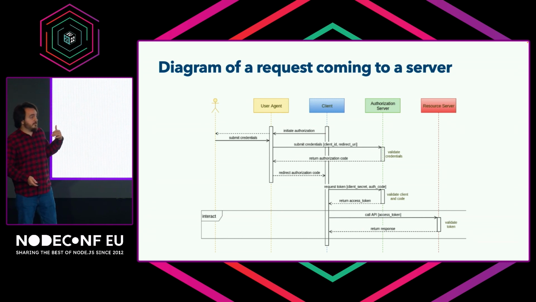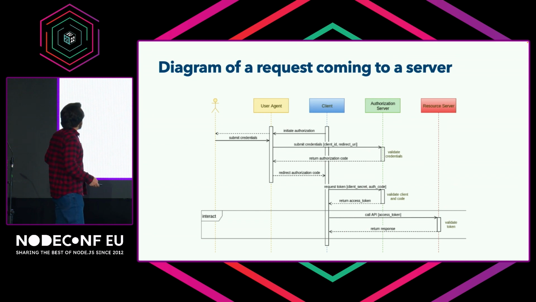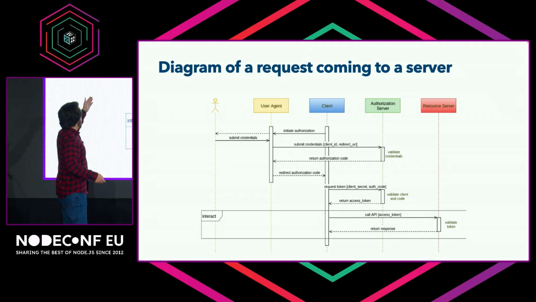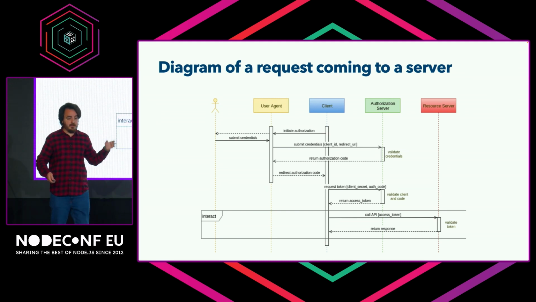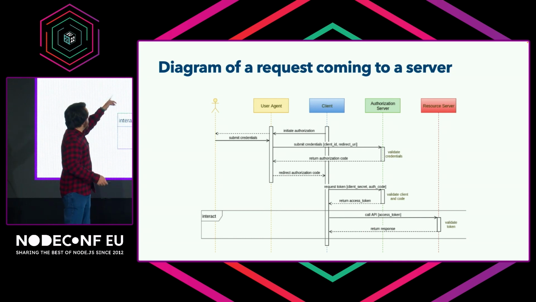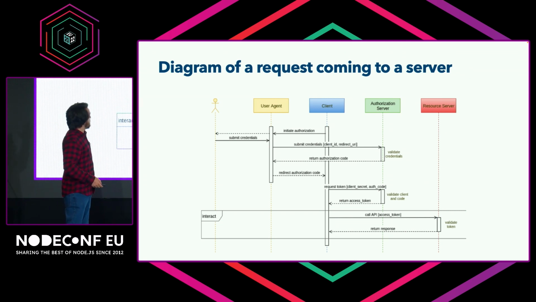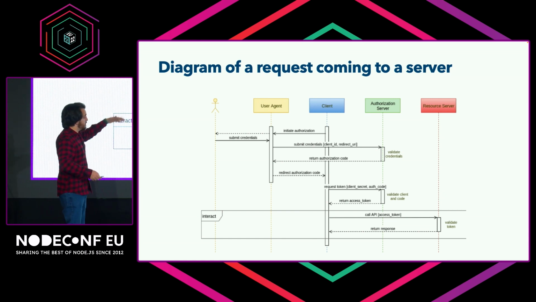So this is one of the diagrams of a request coming to a server. The left-hand side is this guy. Whenever he sends credentials through the user agent to the client, the client sends it to the authorization server, it responds back with the authorization code, user agent then redirects the authorization code to the client, and so on and so forth. So every arrow that goes from left to the right side uses URL parser.